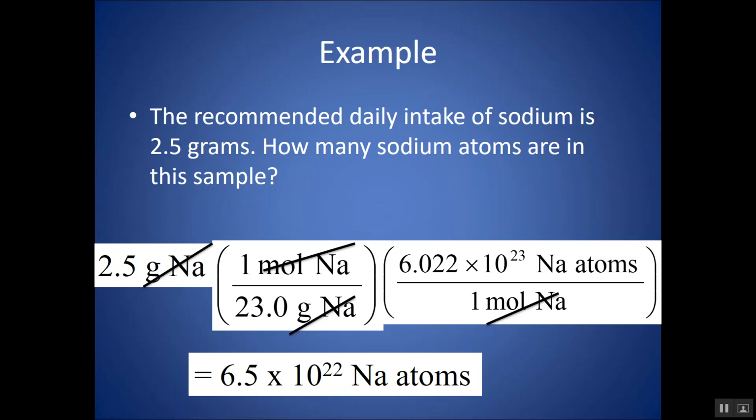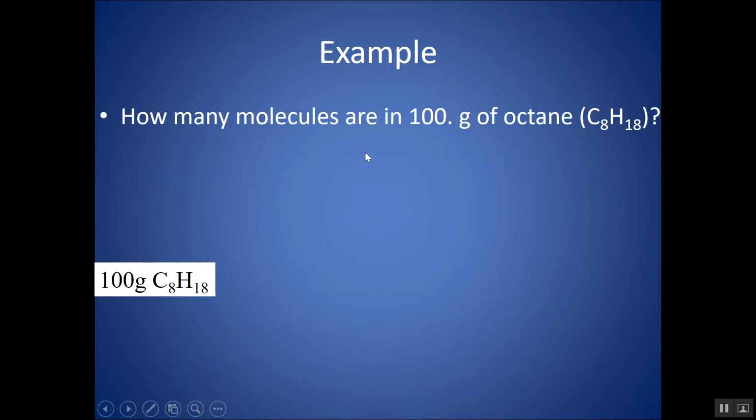So you may have more than one conversion factor. Take a moment and try this example. Same direction, just give it a shot. 100 grams of octane is where we're starting. 100 grams C8H18. How can I change grams into number of molecules? Well, I don't know exactly how many molecules are in a gram. I do know how many molecules are in a mole, and I do know how many grams are in a mole. That's the molar mass.